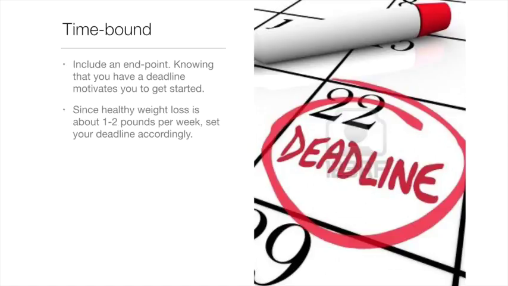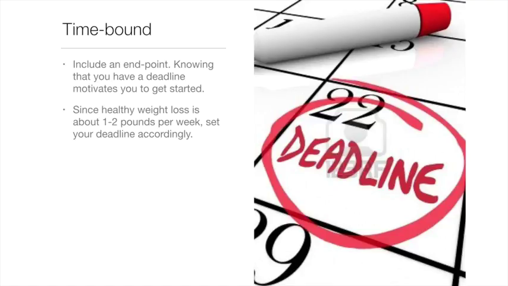Finally, you want your goal to be time-bound. So include an endpoint. Knowing that you have a deadline motivates you to get started to begin with. We all know this. Since healthy weight loss is about 1 to 2 pounds a week, set your deadline accordingly. So, you want to lose weight this month. How much weight? Probably 4 to 8 pounds. So 2 to 4 kilos. Set your deadline accordingly.